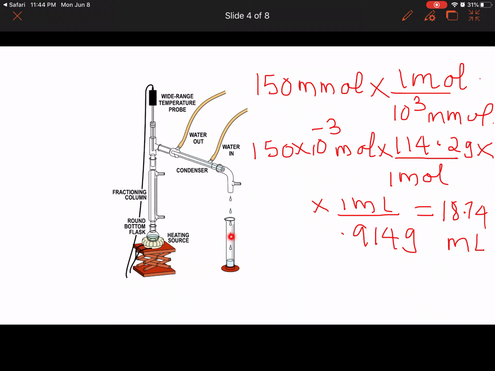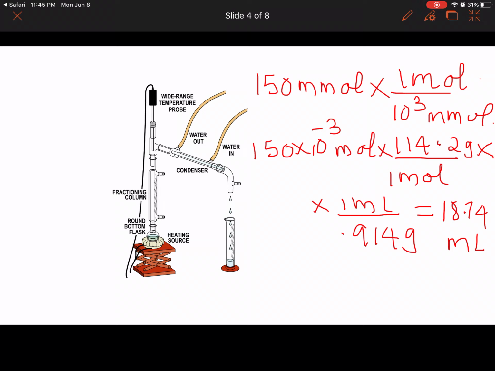The water and your methyl cyclohexene will distill together, and you all know that we need to put water in the condenser. This will be water in from the tap, and this is the water out to the sink. And then here you can put a thermometer to monitor the temperature. Okay, that's how we're going to perform our reaction.